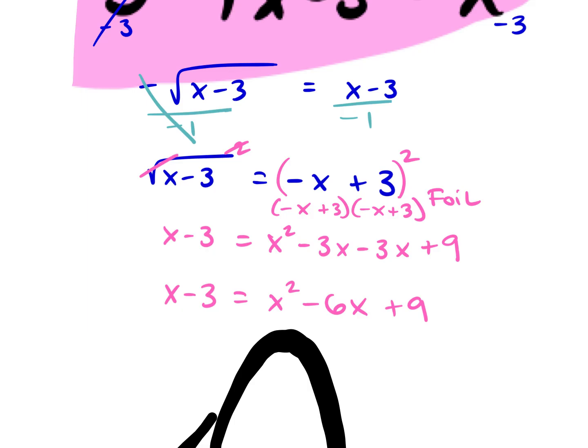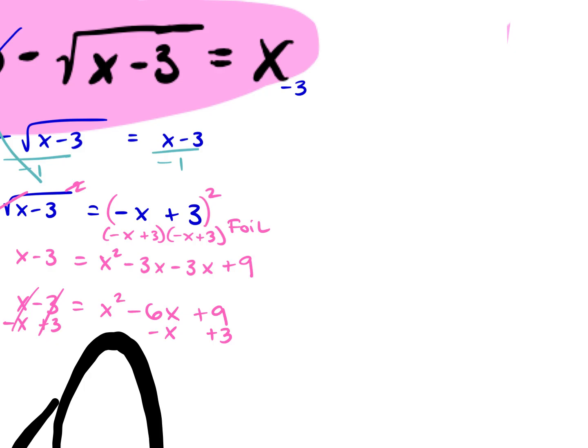Could we factor from here? Yeah. We got to move the x and the 3 to the other side. It has to be equal to 0 before we can factor. So let's subtract x and add 3. I'm going to write it up here so we have more room. We have 0 equals x squared minus 7x plus 12. From here we can factor. It's got to be equal to 0 before we can factor.